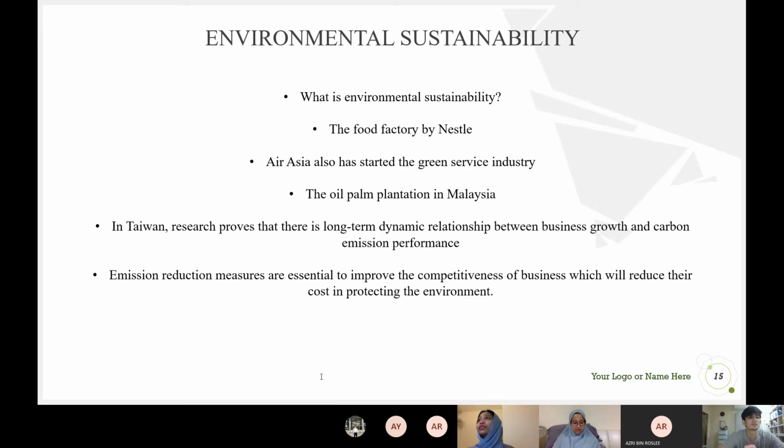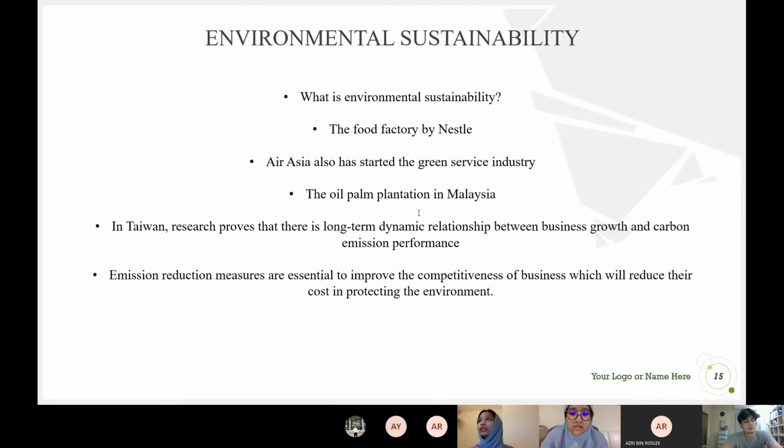AirAsia has started the green service industry in order to fill the gap in the market. The company has successfully decreased the carbon emission from flight operation minimally. The oil plantations in Malaysia are also involved in sustainability, which is divided into biodiversity, deforestation, environmental pollution, and peatland conservation. The recommendation for the sustainable practices are planning, policy making, and implementation in order for the industry to be accepted globally without being criticized for causing pollution.